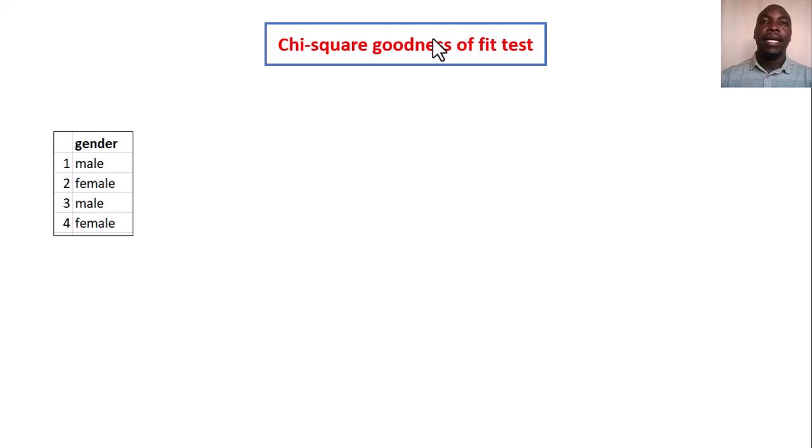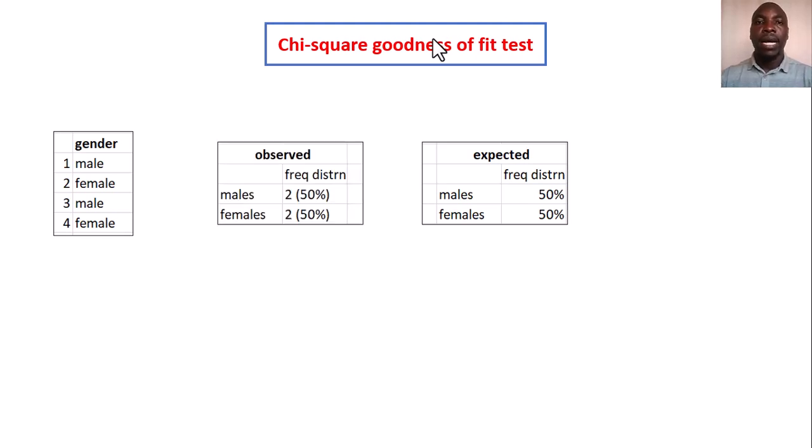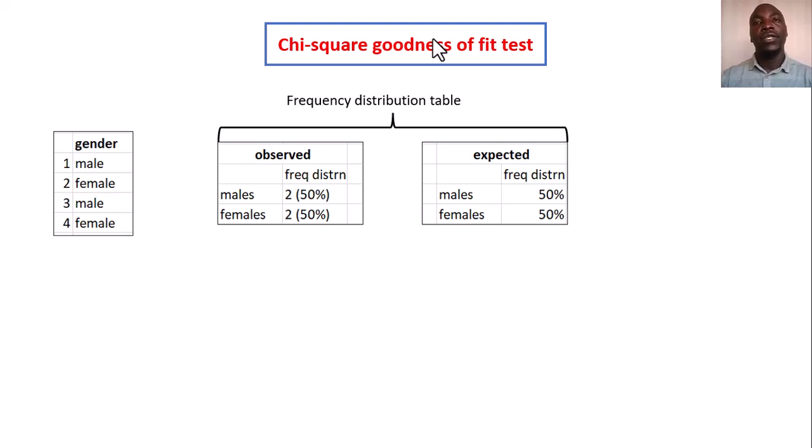For a chi-square goodness of fit test, consider a hypothetical example of a class of students where there are equal numbers of males and females. For any random sample of students that you pick, you would expect to have equal numbers of males and females. You go to this class and randomly pick 4 students. You would expect 50% of this sample to be males and 50% to be females. And it turns out, yes, you have 2 males and 2 females, which is 50-50%.